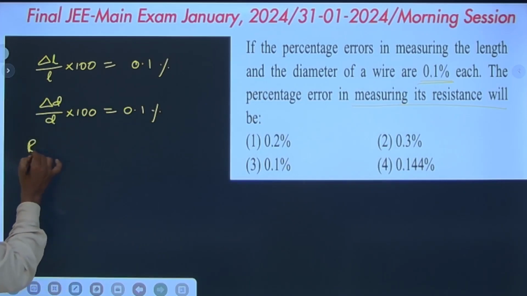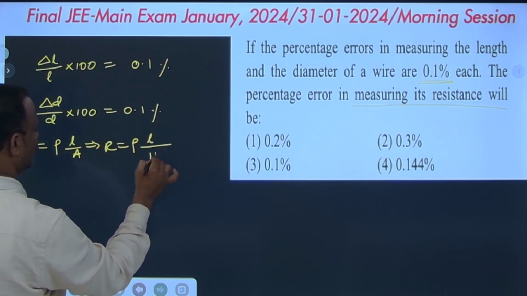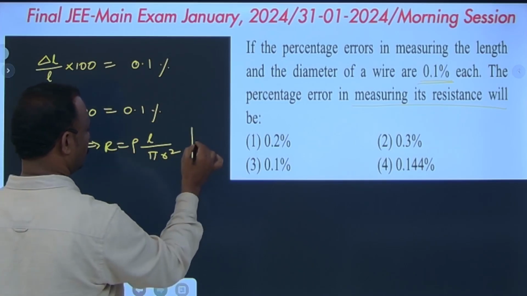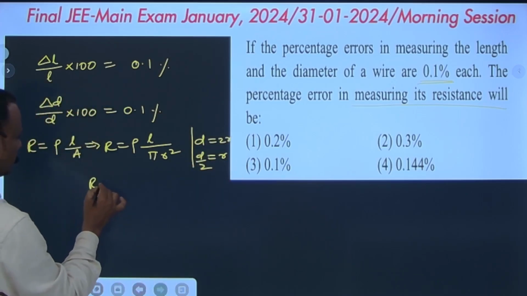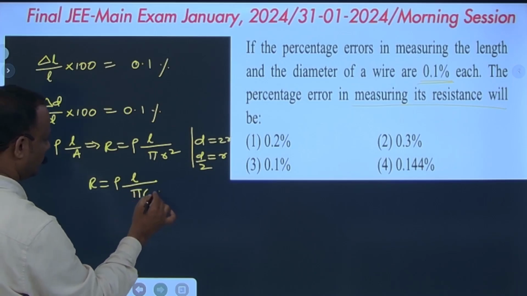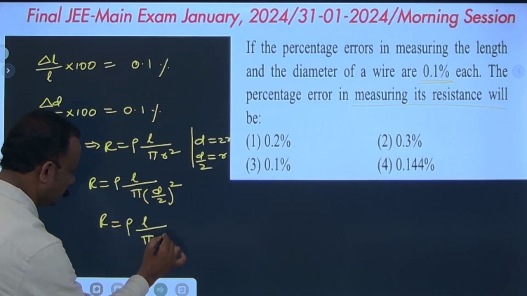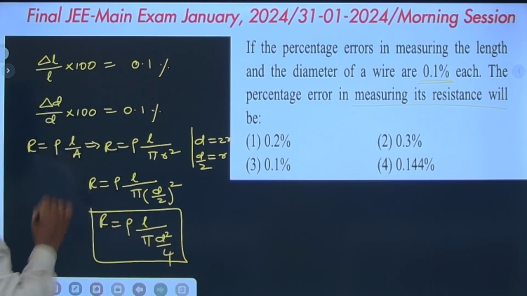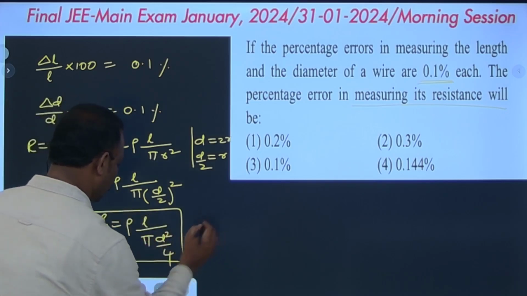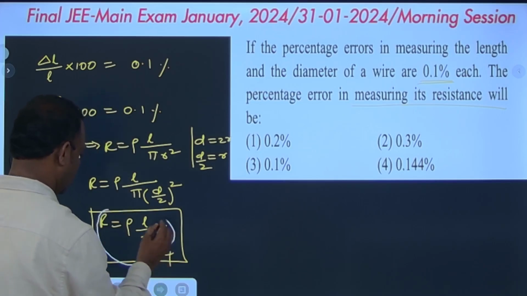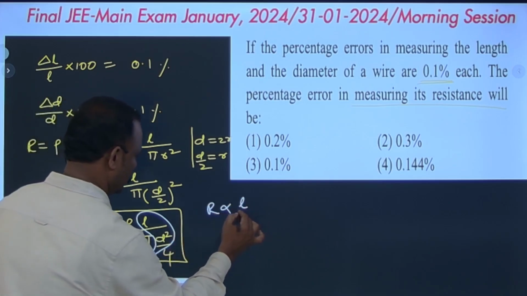Resistance R is equal to rho into L by A. R is equal to rho into L by pi r square. Then diameter D is equal to 2r, so r is equal to D by 2. R is equal to rho L by pi into (D by 2) whole square. R is equal to rho L by pi D square by 4 is my expression. What do we want from this? R is proportional to L by D square.